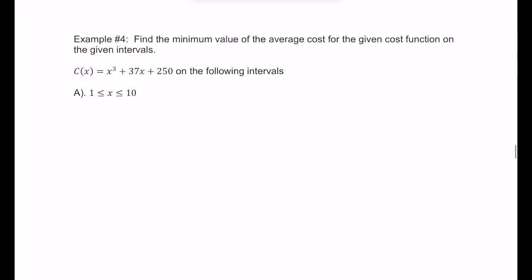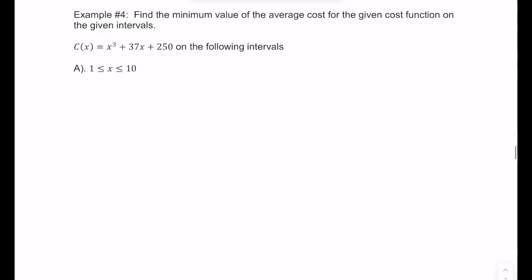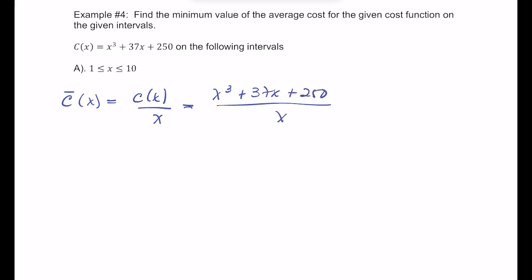We want to find the minimum value of the average cost for the given cost function on the given intervals. So I'm given that my cost function is c of x equals x cubed plus 37x plus 250. And I'll find A and I'll leave you all to find B on your own, okay? So we need to find the minimum value of the average cost function. If you'll recall, the average cost function is found by taking the cost function and dividing by the number of items. So here we have x cubed plus 37x plus 250, and I'm going to divide that by x. And x cubed divided by x gives me x squared. And 37x divided by x just gives me 37. And then I get plus 250 over x.